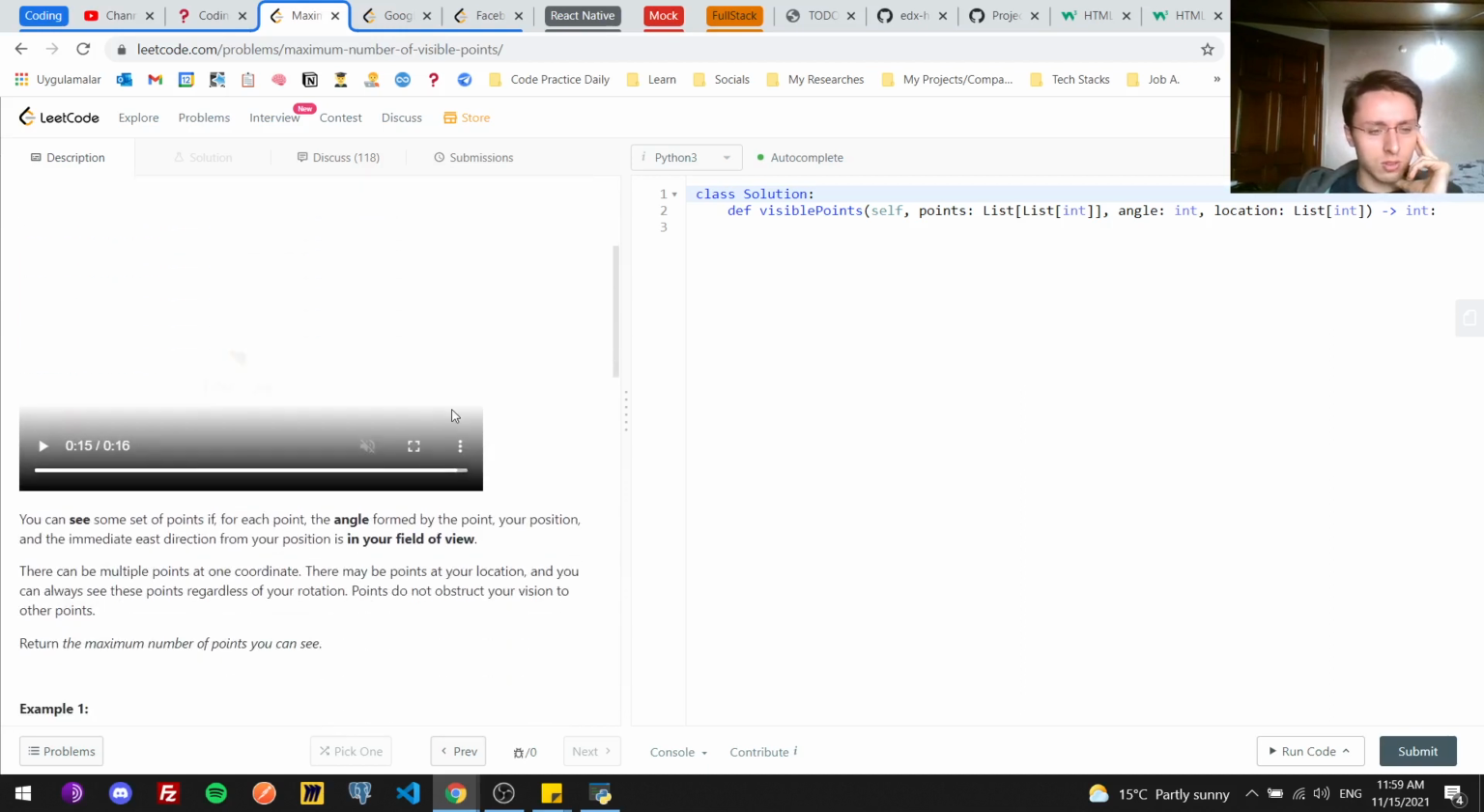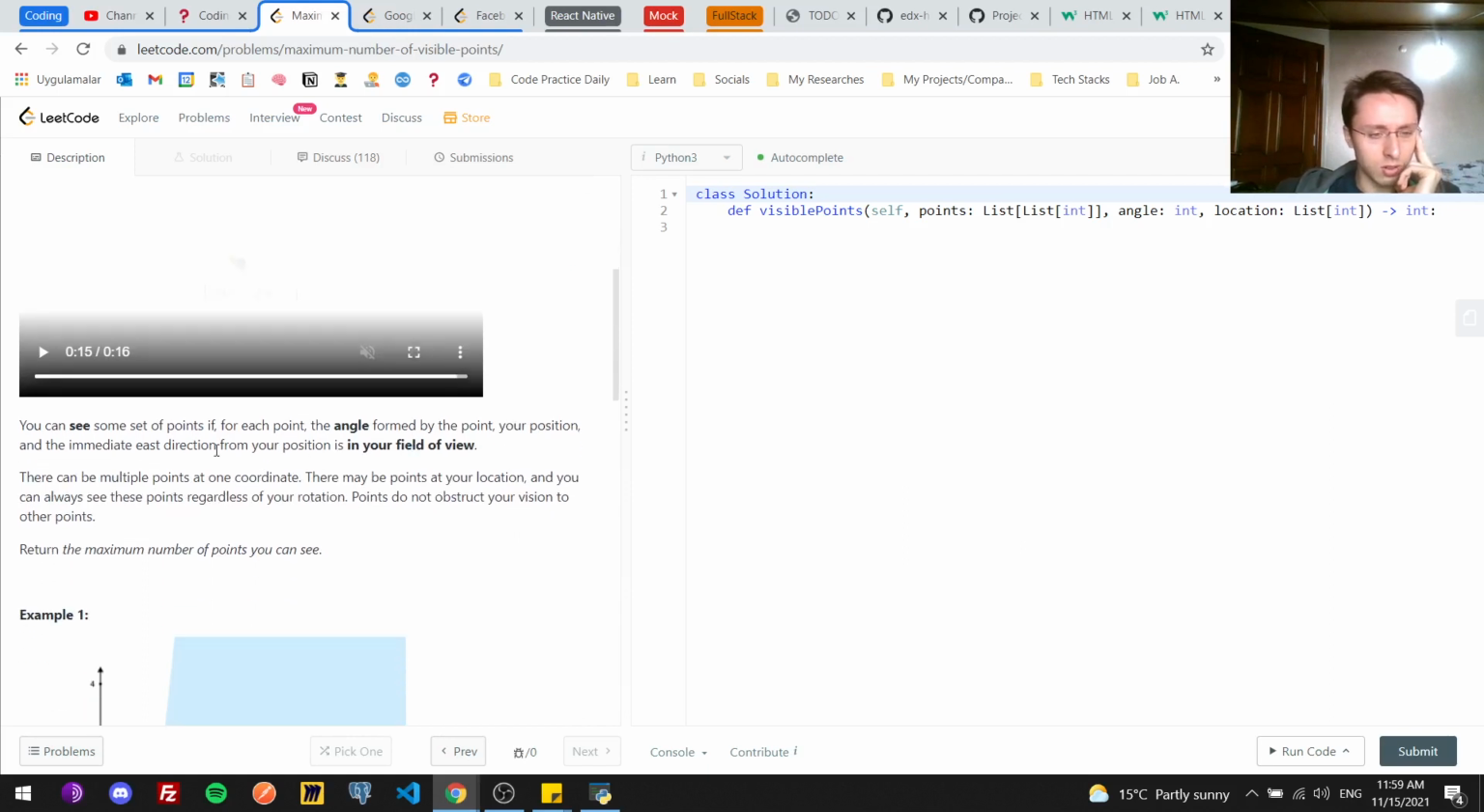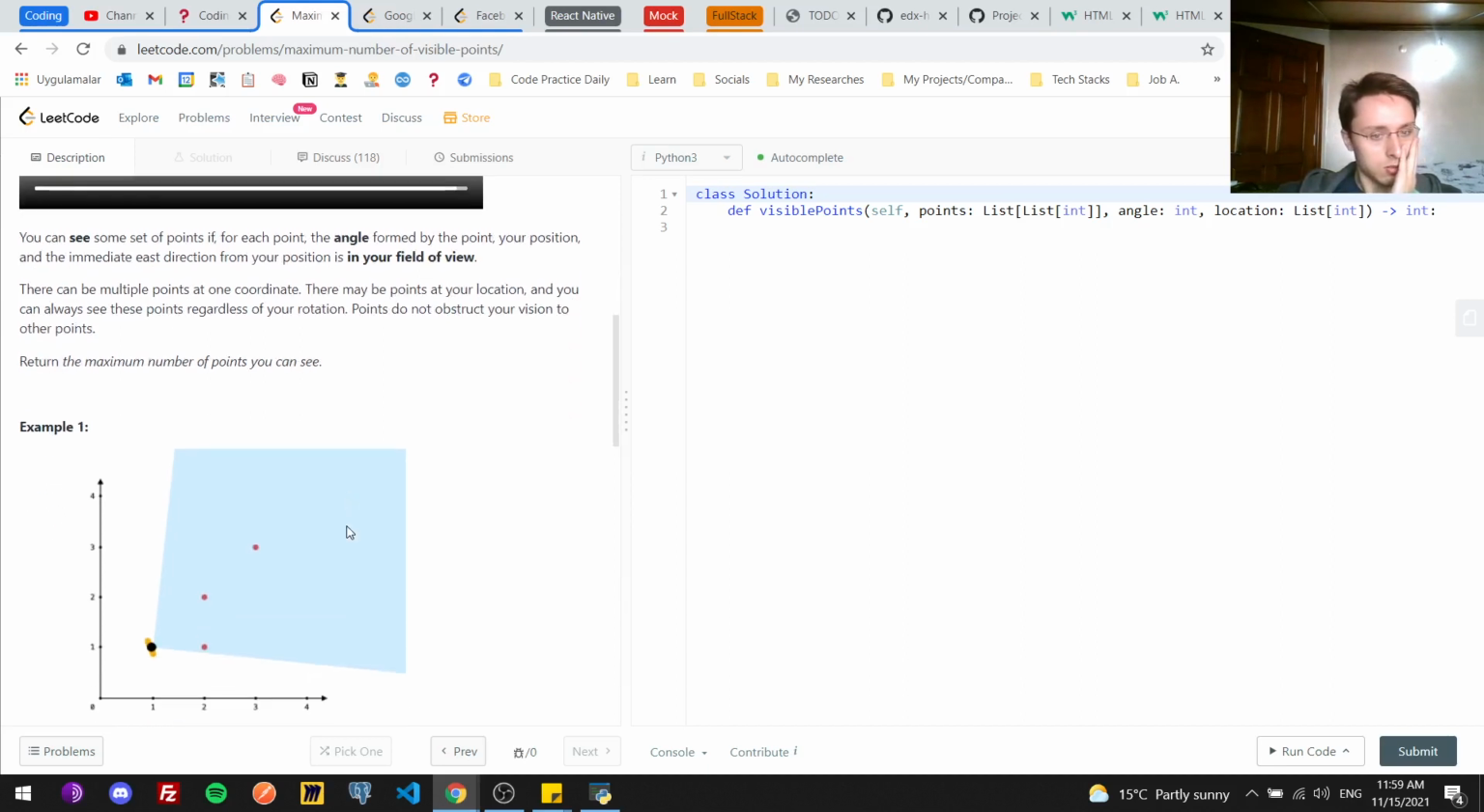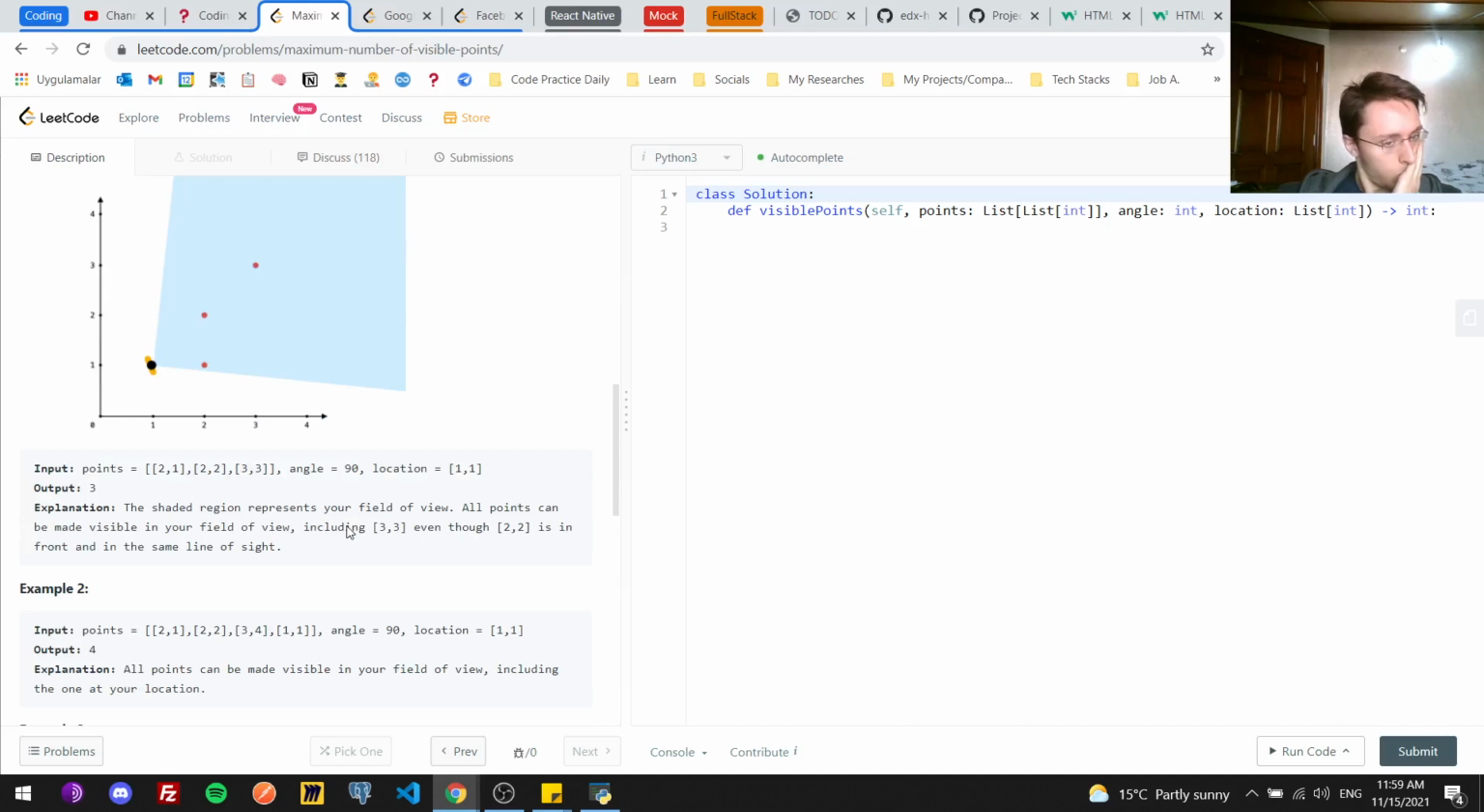You can see some set of points if, for each point, the angle formed by the point, your position, and the immediate east direction falls within your field of view. There can be multiple points at one coordinate. There may be points at your location, and you can always see these points regardless of the angle. Points do not obstruct your view of other points. Return the maximum number of points we can see.